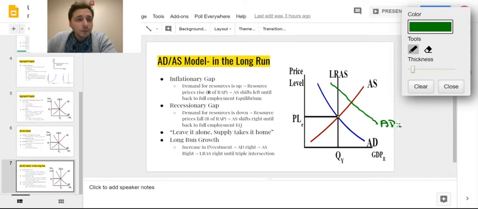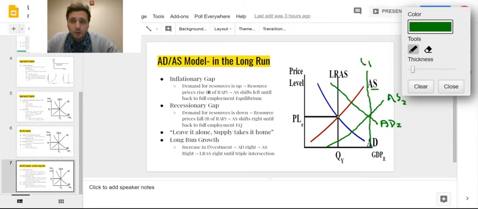But that's not all. The secondary shift is, hey, now we have more capital goods. We're going to be more productive. We're more productive. What changes? Well, that's aggregate supply. So aggregate supply is going to shift to the right. Now, both aggregate supply and aggregate demand have shifted right. What's going on there? Well, I've actually created economic growth. How do we show economic growth? We show that with a rightward shift in long-run aggregate supply, or LRAS2.